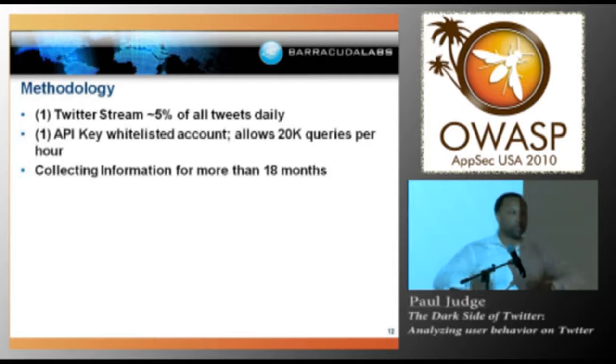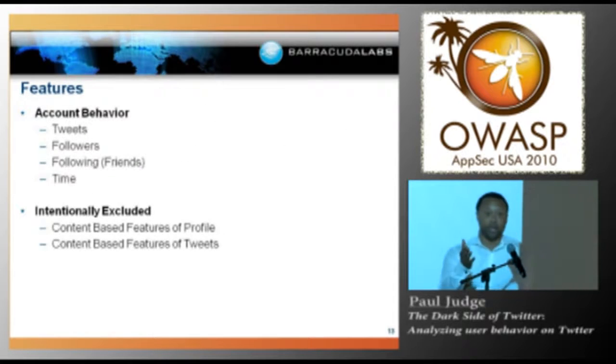And so in our database, we were able to see things like this account's behavior. For this work, we really focused on account behavior and intentionally excluded anything that was content-based. So this isn't about the content of the tweet. It's not even about the URL of the tweet or the profile. It's really about that account. How many people are they following? How many people are following them? How long have they been online? How many tweets have they sent?